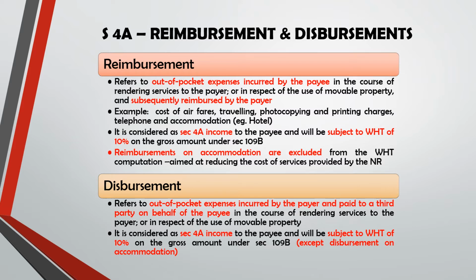While disbursement refers to out-of-pocket expenses, still out-of-pocket expenses, but the one who incurs these expenses is the payer, who pays to the third party on behalf of the payee, which means the invoice is in the name of the payee, in the cost of rendering services to the payer, or in respect of the use of movable property. So it is considered as Section 4A income as well to the payee and will be subject to withholding tax of 10% on gross amount under Section 109B, except, similar to reimbursement, disbursement on accommodation. So even though the payee actually doesn't pay anything, it is somehow treated as income, because the payer spends on behalf of the payee and pays to the third party to render the service for the payer.